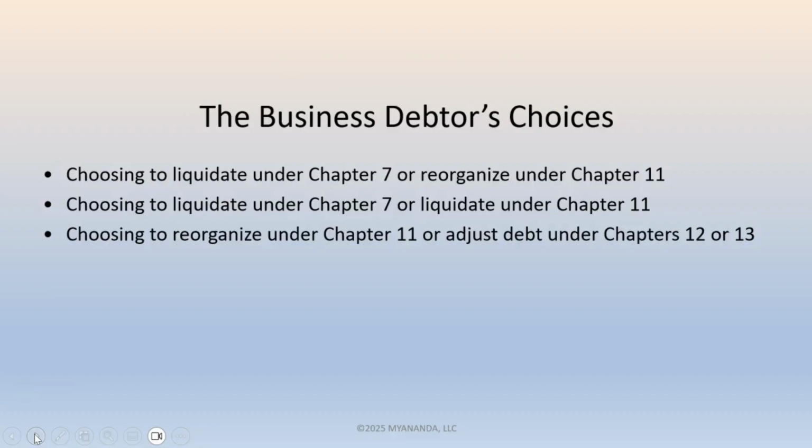When a business debtor is choosing from the options, there is liquidation under Chapter 7, or reorganizing under Chapter 11, or choosing to liquidate under Chapter 7 or liquidate under Chapter 11. So Chapter 11 has that flexibility. Or choosing to reorganize under Chapter 11 or adjust debts under Chapter 12 or 13.